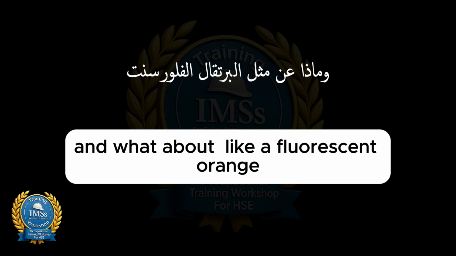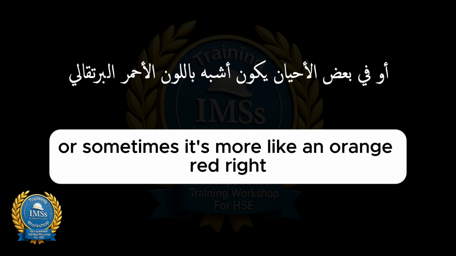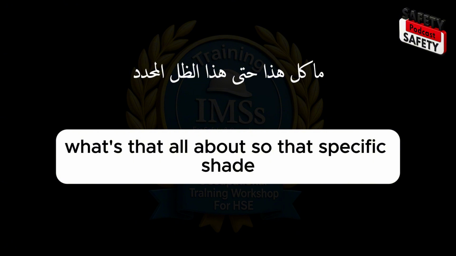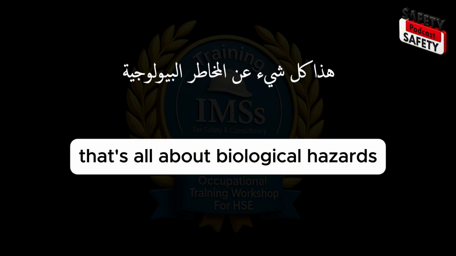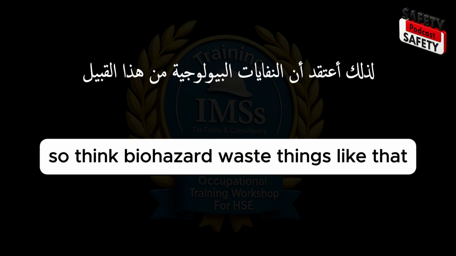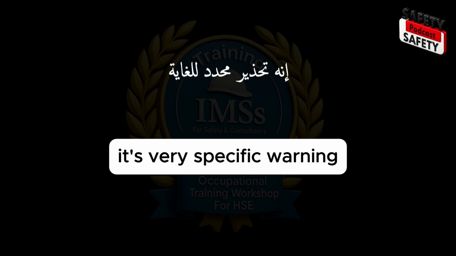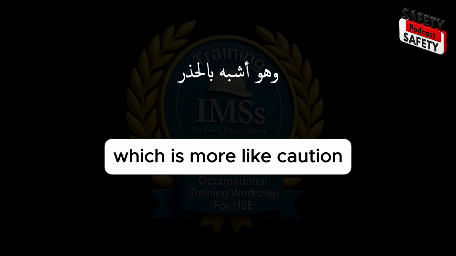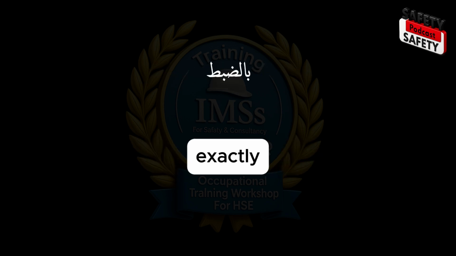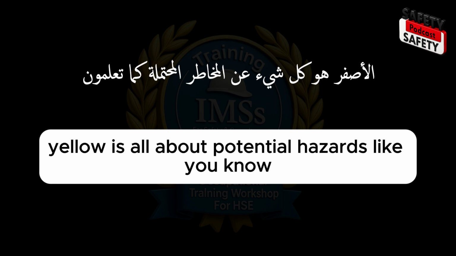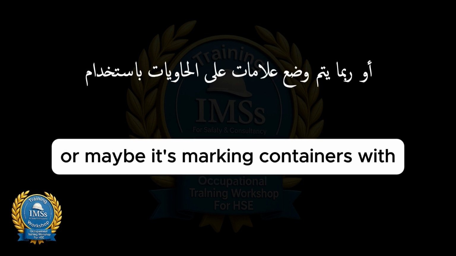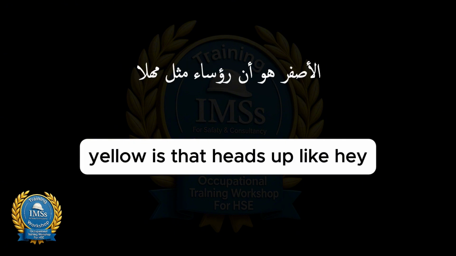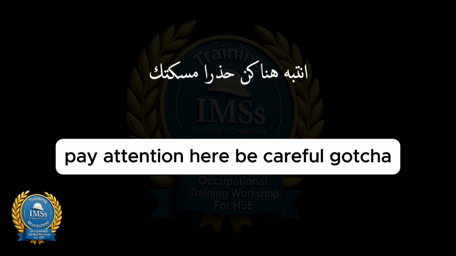And what about, I always see a fluorescent orange, or sometimes it's more like an orange-red. What's that all about? So that specific shade is all about biological hazards. So think biohazard waste, things like that. It's a very specific warning, but obviously super important in the right context. Okay, and then there's yellow, which is more like caution. Exactly. Yellow is all about potential hazards, like a wet floor you could slip on, or maybe it's marking containers with explosives or corrosive chemicals. Yellow is that heads up, like, hey, pay attention here, be careful.